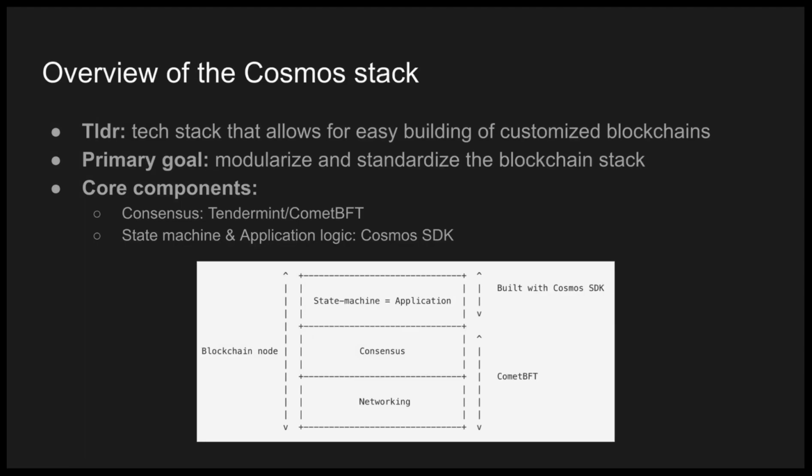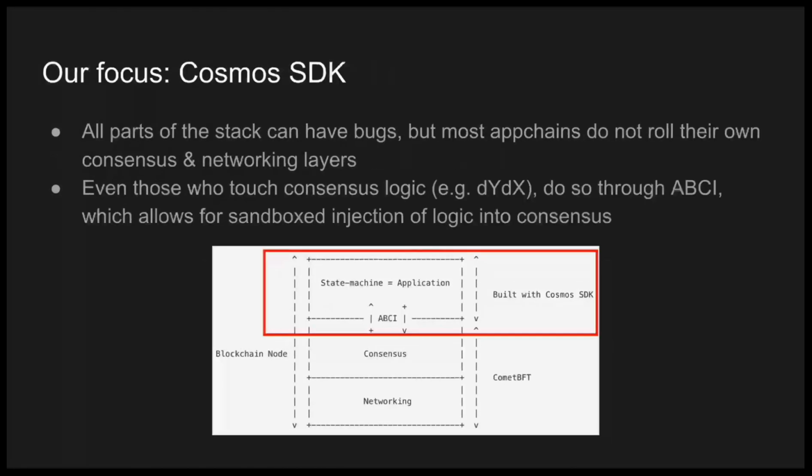So you shouldn't need to re-implement a consensus engine, right? We already have Tendermint for that. You shouldn't have to re-implement staking logic. We already have modules built out for that as well that are extremely secure and battle tested. And the part that we're going to focus on is the Cosmos SDK, which is where all of the core application logic lives.